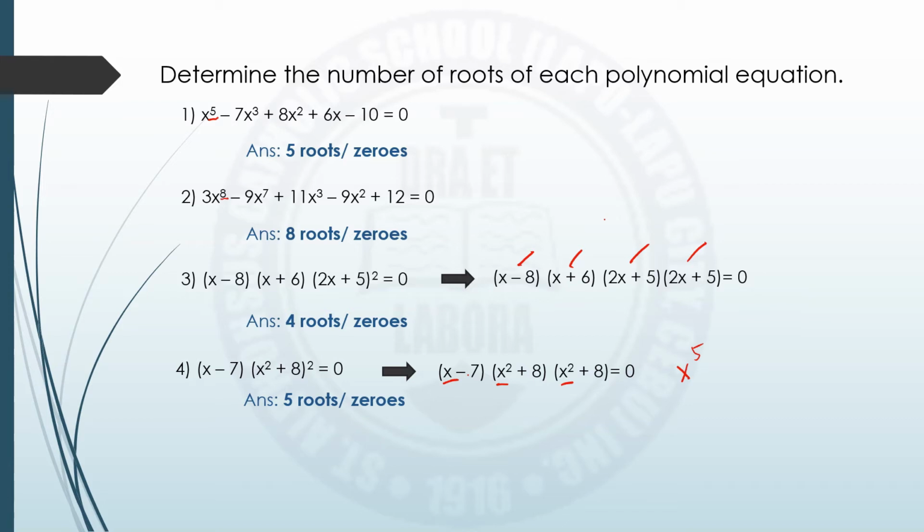But we have to consider the exponent of each first term in our binomial factor. So that is why we have 5 roots as our answer.